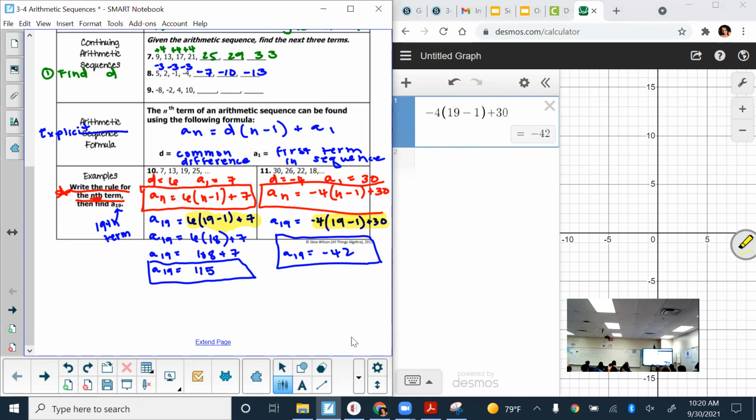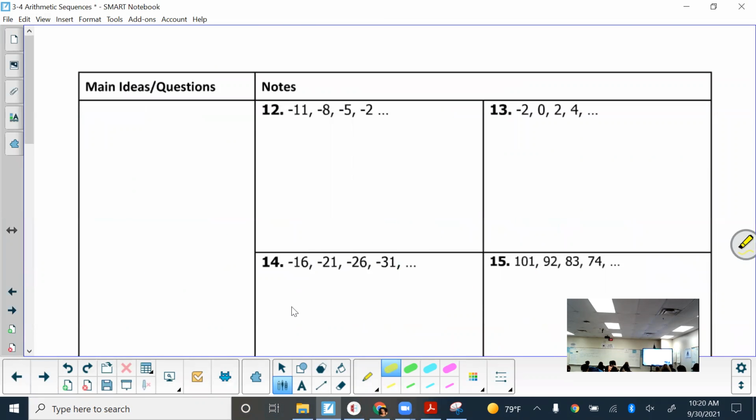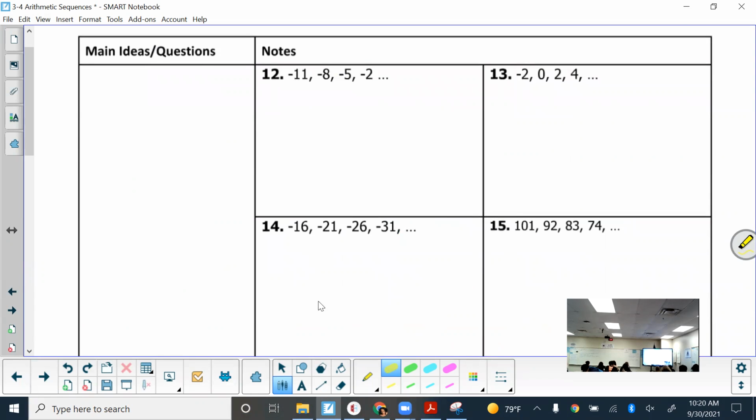All right, so next page then. These back here are just more practice with the same thing we already did. I don't think what we did is that difficult, so I'm not going to spend a whole lot of time on it unless you want to see a specific one. But for writing your formula, you just need to identify two things. What do you need to identify? And the other thing? A sub 1, your first term. So what's the common difference in 12?